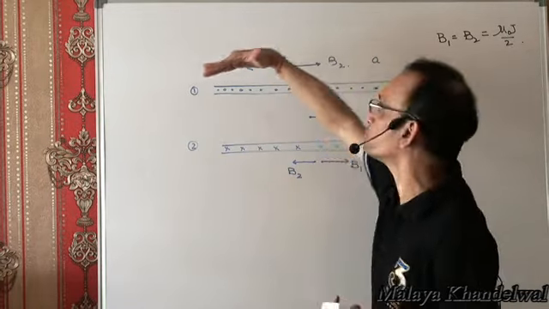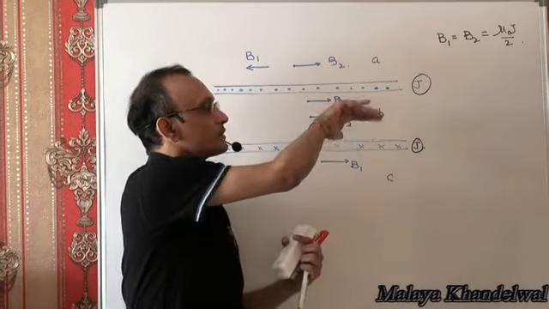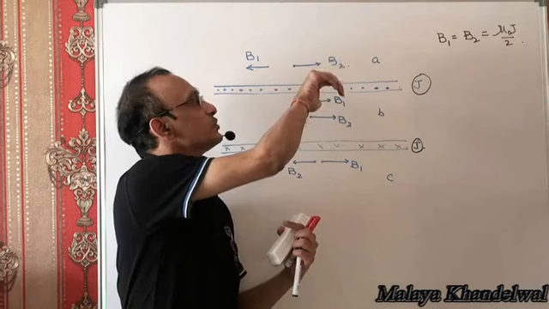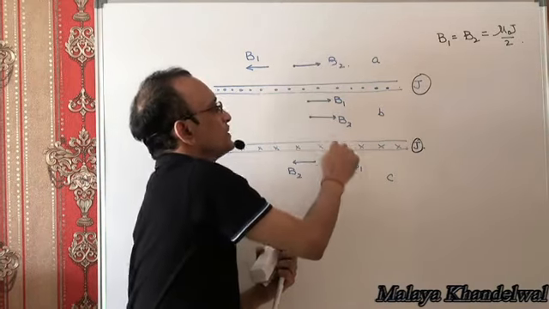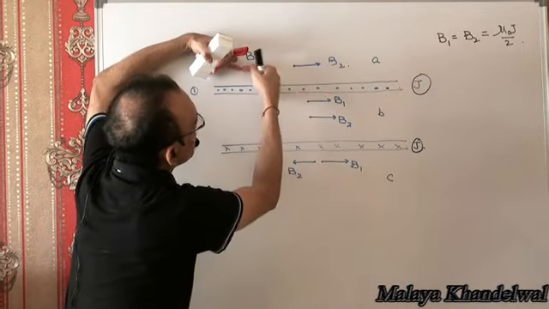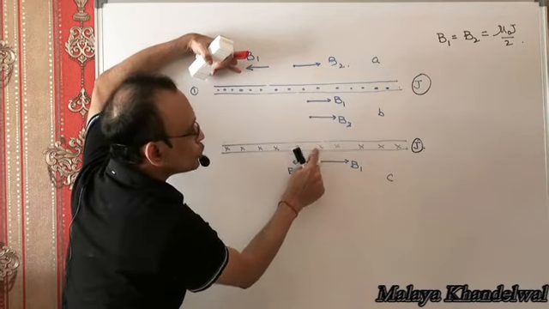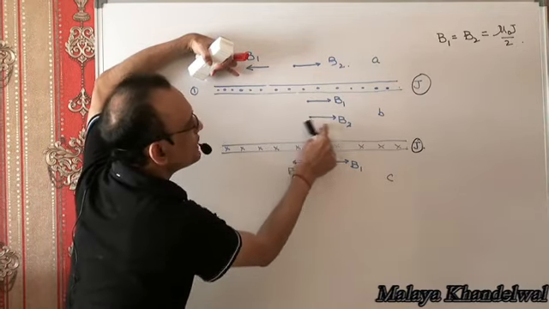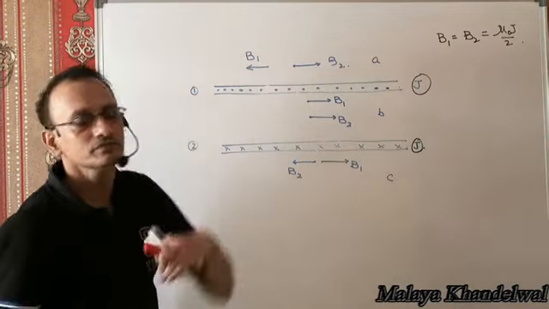B1 would be like this. For this, think of it like this: thumb going into the plane of the board, curling this way. B2 would be this way above this. And if B1 in region A is like this, in region B, B1 would be like this. For B2, above this, B2 is to the right, but below this, B2 would be to the left, right?